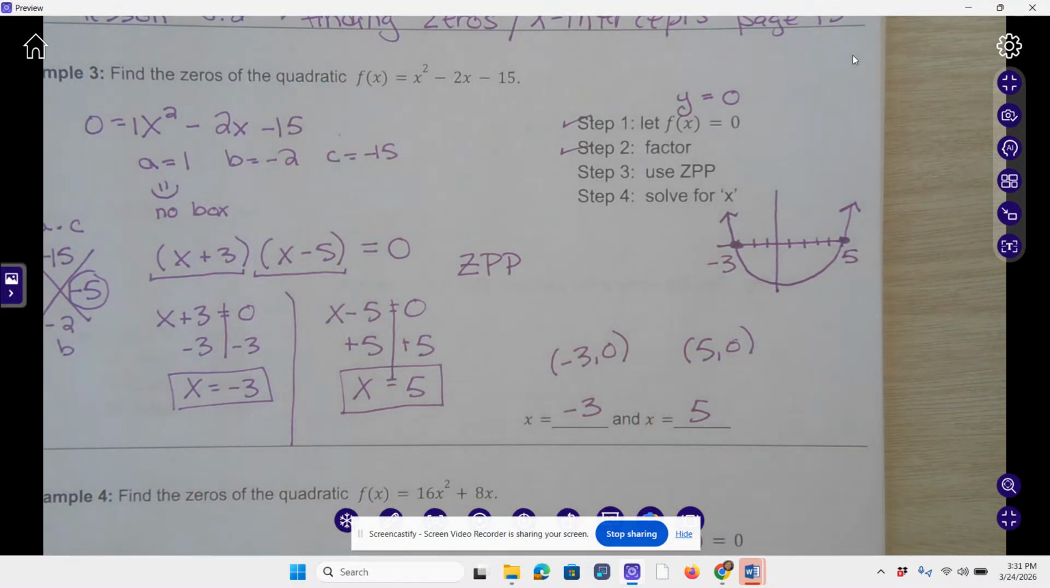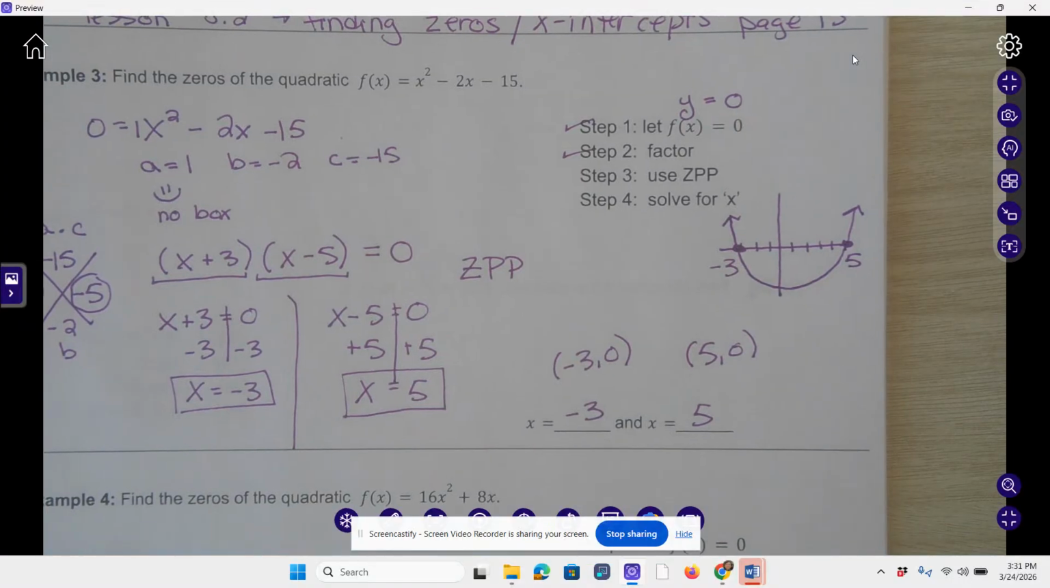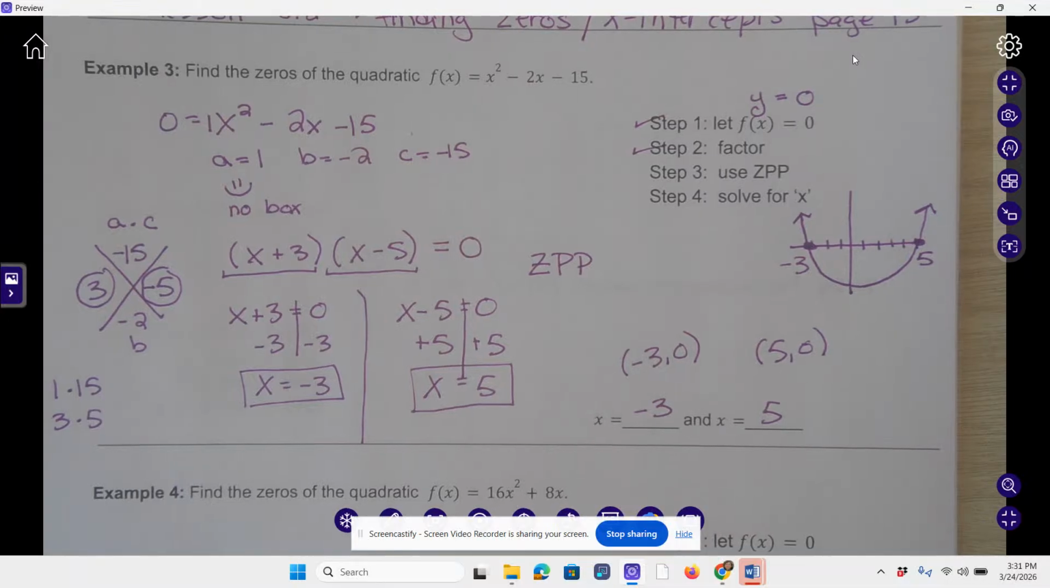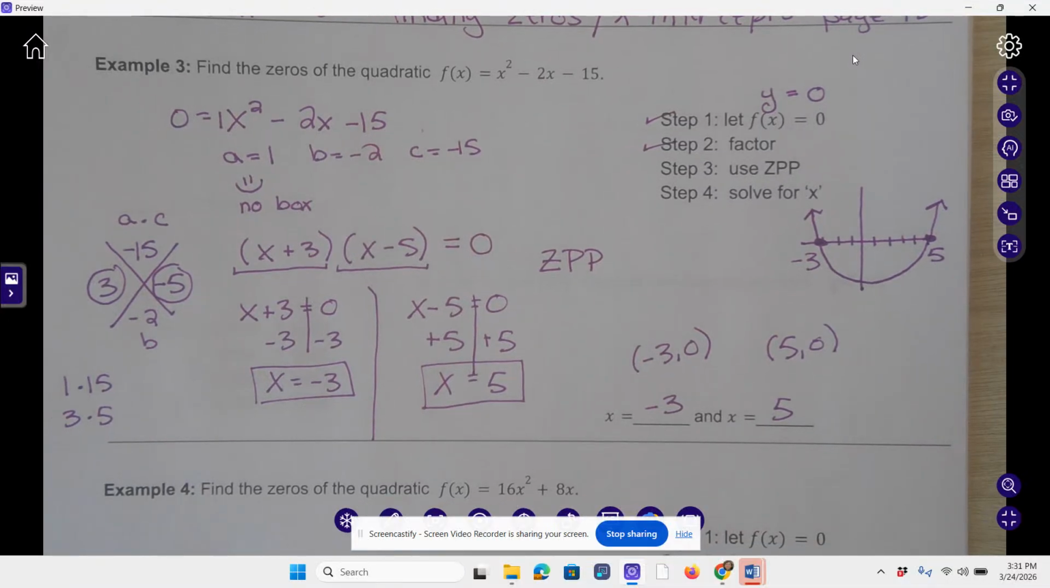So if you need some time, pause the video and get that picture and take a moment to make sure your notes are complete and you have all of that in your notes. We are going to do one more example in this video.